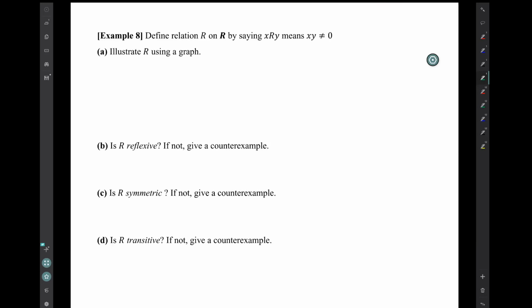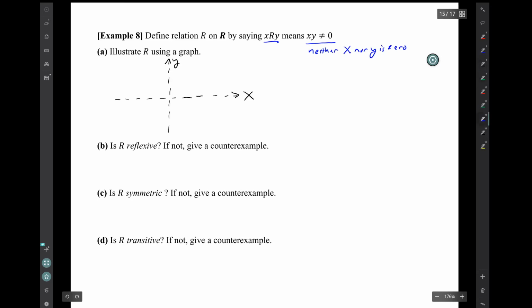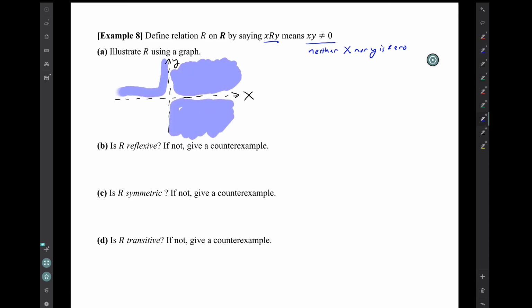Example 8. Define a relation R on the set of real numbers by saying that xRy means that xy is not 0. What does that mean? That means that neither x nor y is 0. So how do we graph that? Well, we have to start by drawing the axes dotted. And then we shade the region for our relation. So everywhere in the xy plane that's not on the axis is part of the graph.